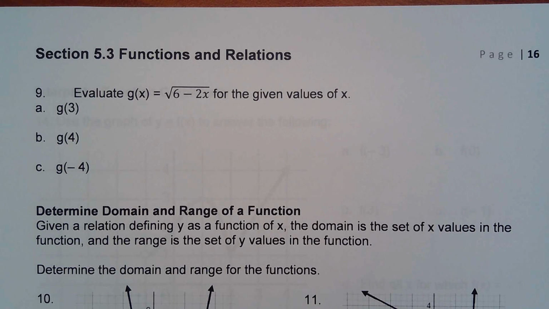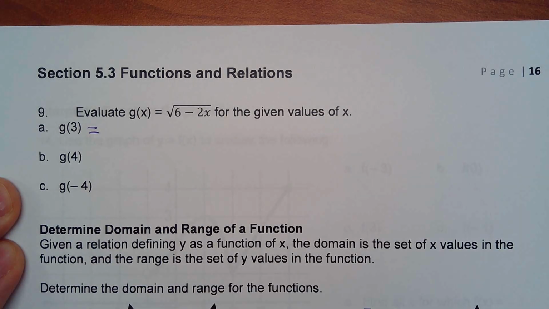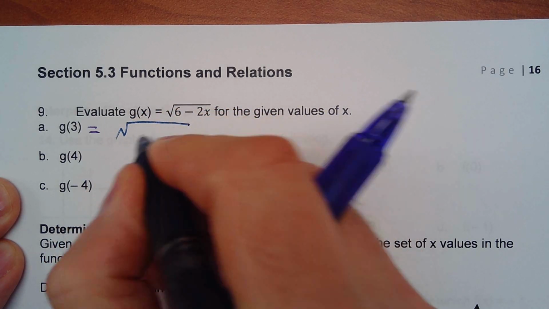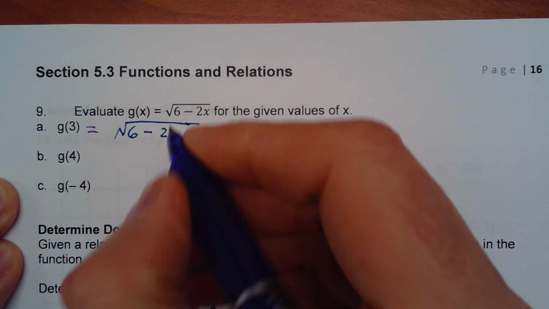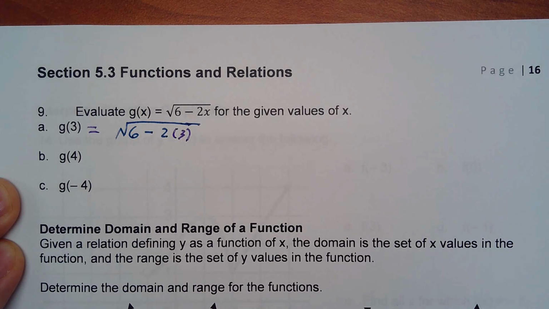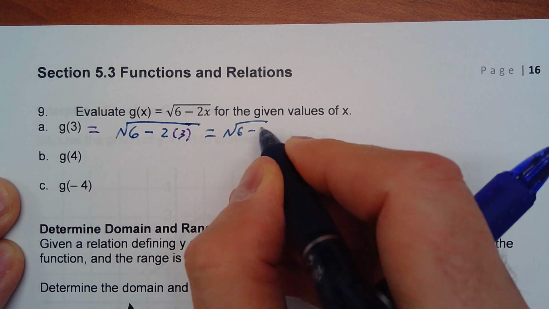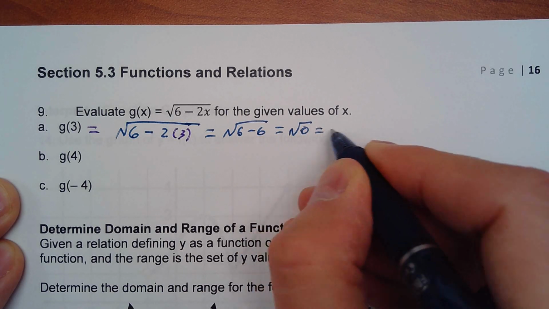Alright, so now looking at problem number 9. Again, we're just evaluating functions like we've done before. We're going to plug in. So I'm finding g of 3. I'm going to take my function here, and wherever I see an x, I'm going to replace it by 3. So that gives me the square root of 6 minus 6, which is the square root of 0. And that's just equal to 0.